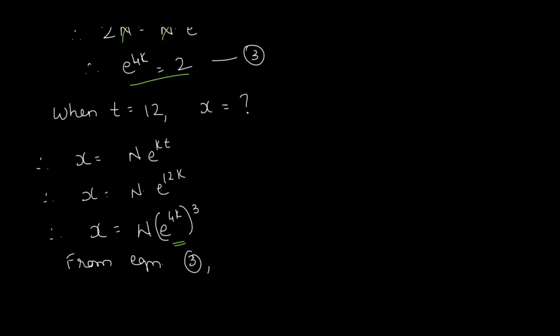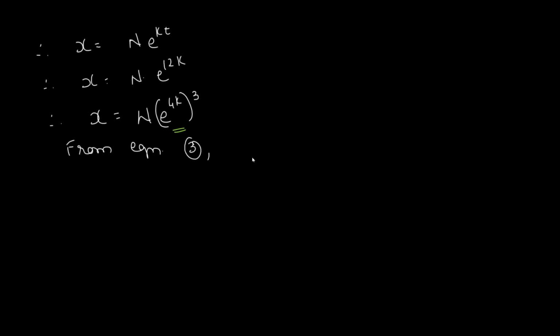So from 3 we have x is equal to n into, now e raised to 4k becomes 2 raised to 3 there. So therefore x is equal to n into 8, that is 8n. So this becomes our final answer and we conclude the answer this way.